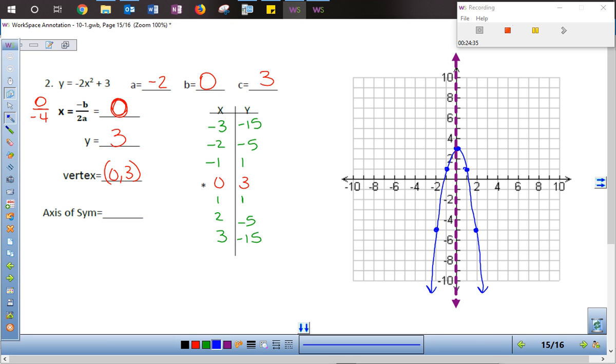Then we can write our equation right next to it, so it's going to be x equals, and notice it goes through 0 on my x-axis, so that's going to be x equals 0. And then, of course, we can put it over here as x equals 0.